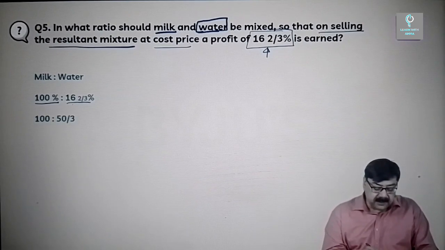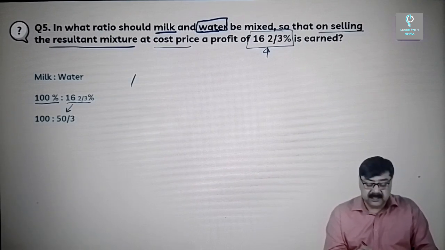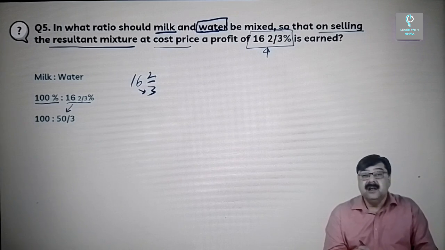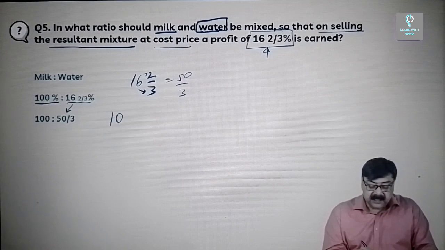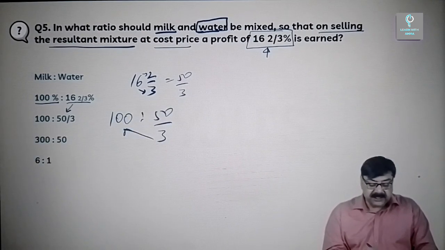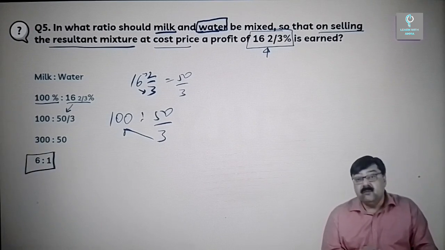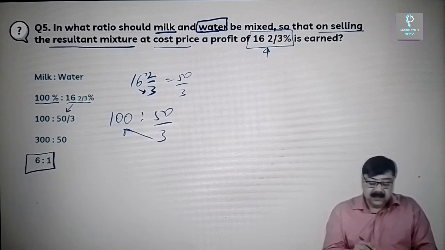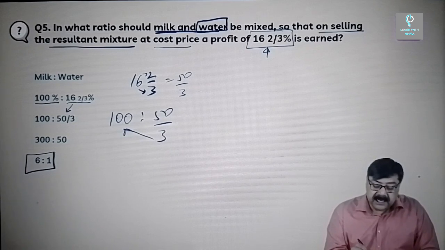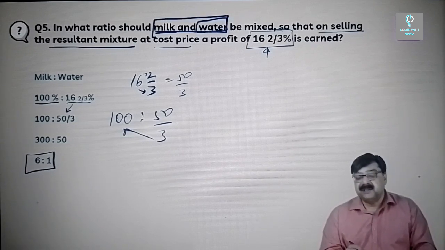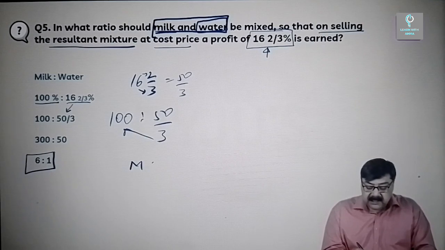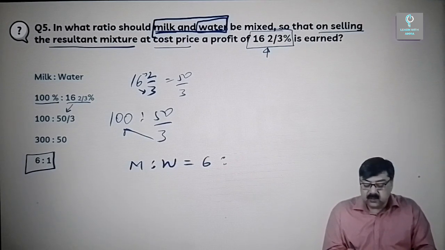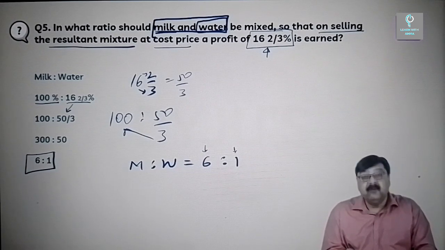So 16 2/3% we know is 50 by 3, because 16 threes are 48 plus 2, 50. So 50 by 3. So hence if this is 100, it is 250 by 3, this 3 goes here, gets multiplied, which gives us the ratio as 6:1. Now please be very careful. The question is, in what ratio should milk and water be mixed? So milk is to water is 6:1. That is 6 portions of milk and 1 part of water.